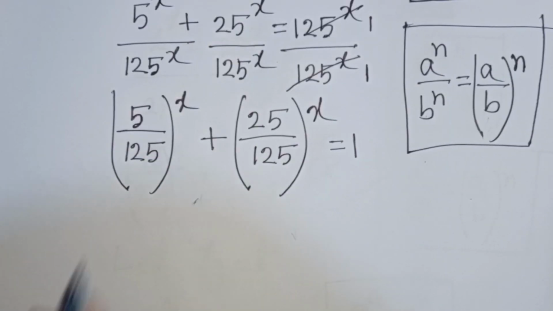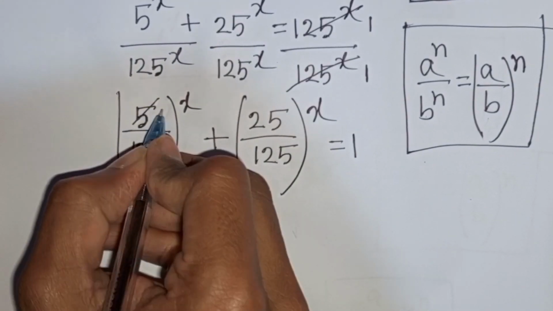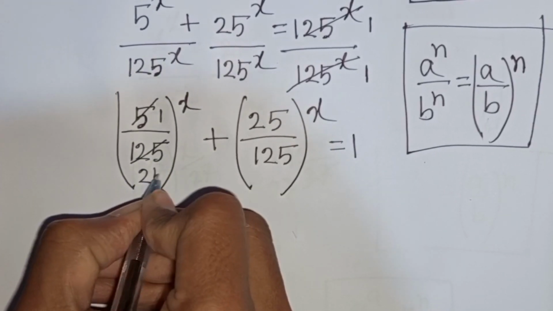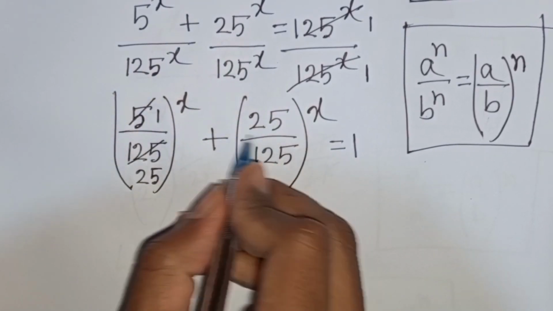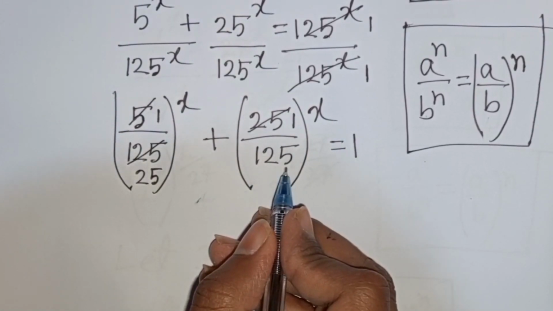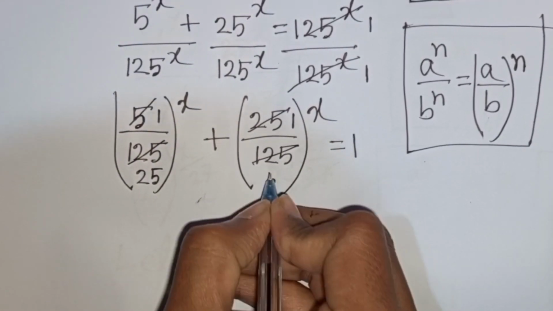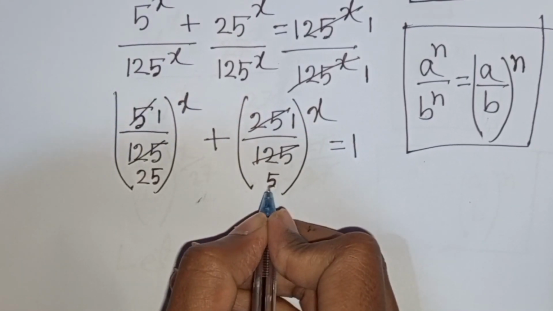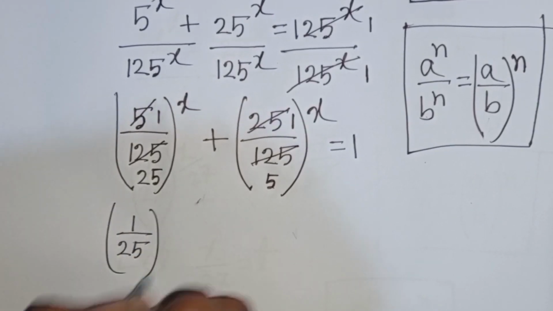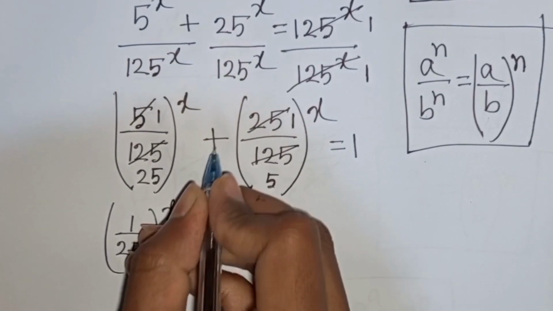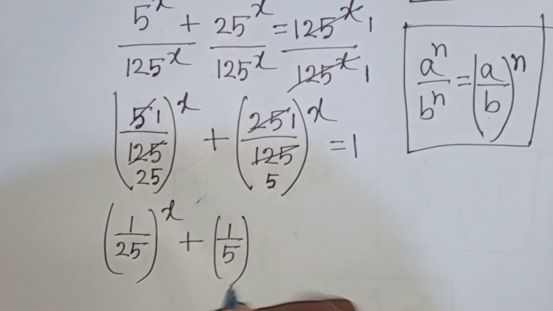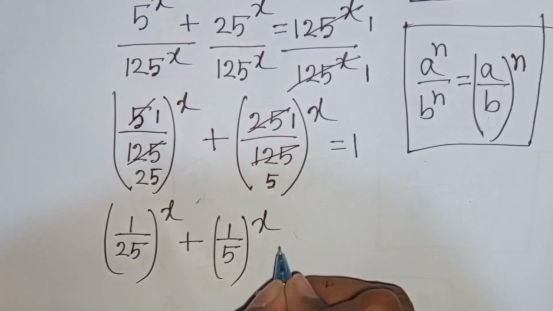Now 5 divided by 5, that means it will be 1. 125 divided by 5, that means it will be 25. Then here 25 divided by 25, that means it will be 1. 125 divided by 25, that means it will be 5. So we have 1 over 25, then bracket power of x, plus 1 over 5, then bracket power of x is equal to 1.